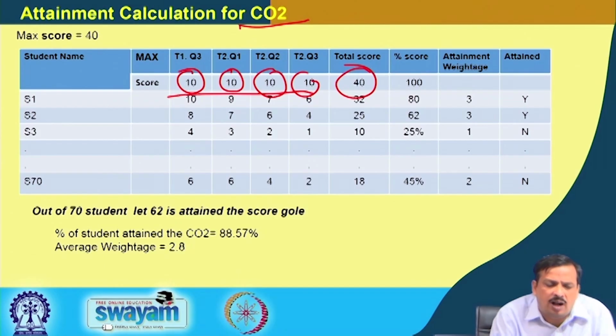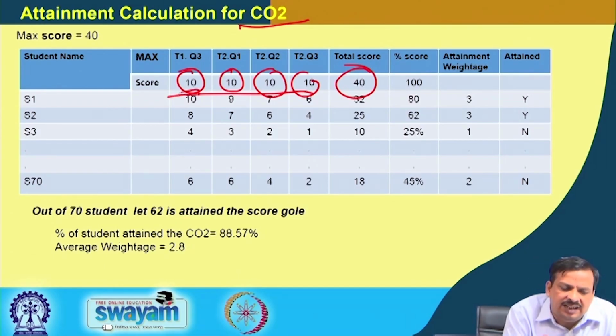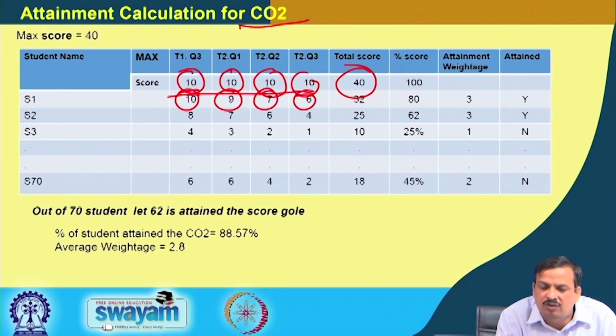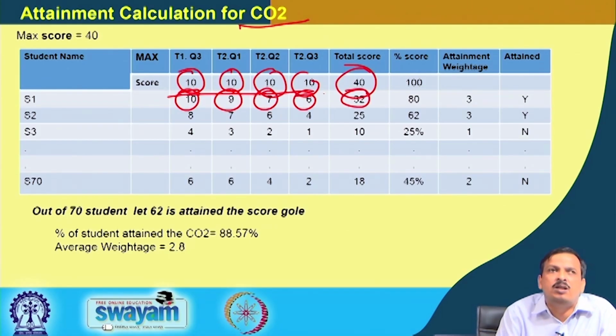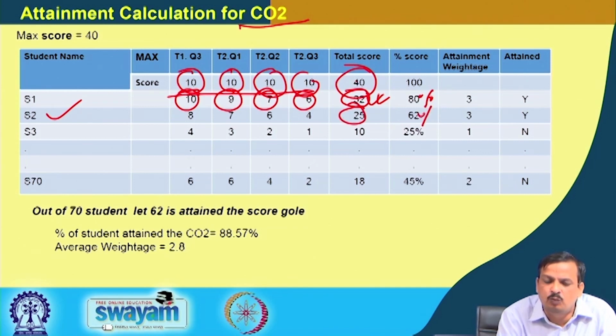Let student 1 get question number 3, 10, question number 1, 9, 7, 6. So, what is the total score? 32. Out of 40, student 1 gets 32. Percentage marks 80%. Student 2 gets 25, 62%. Student 3 gets 10 out of 40, 25%. Student 70 gets 18, 45%.